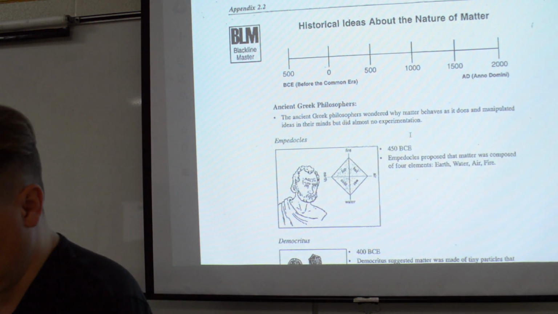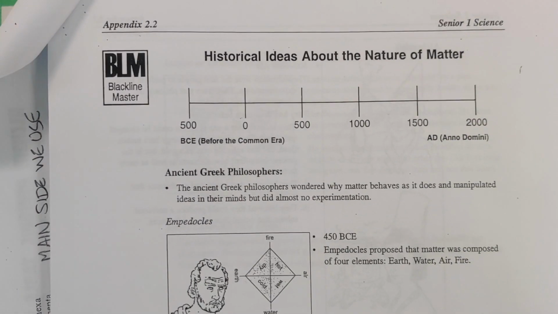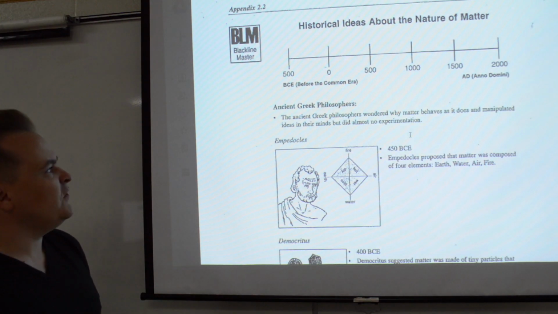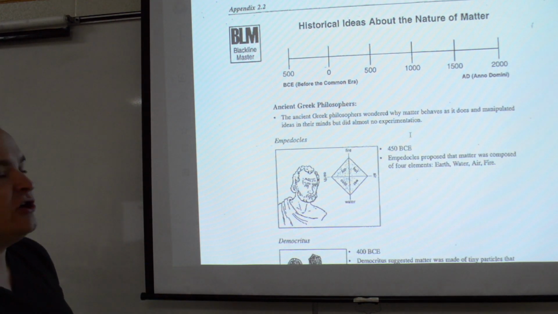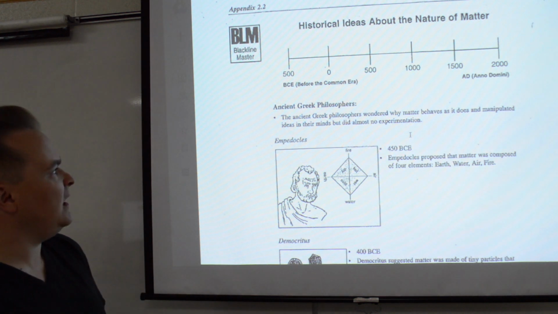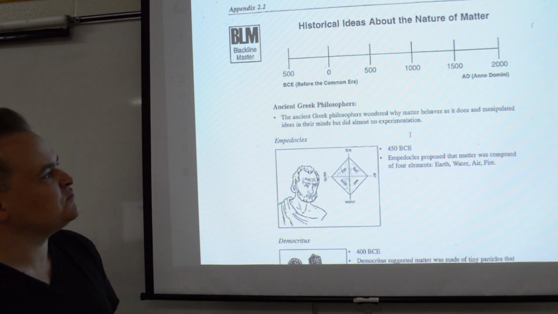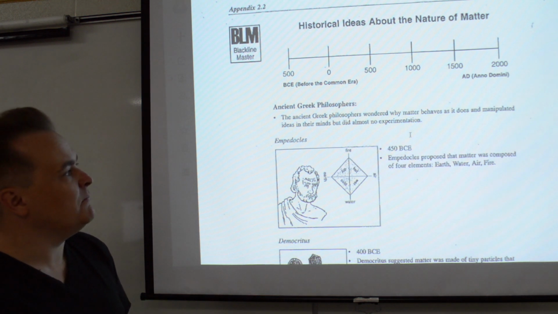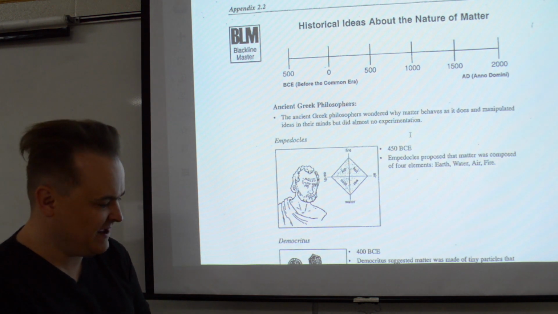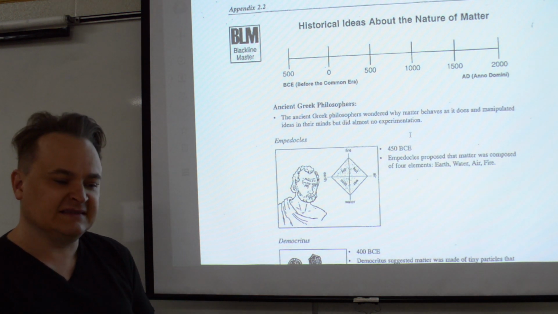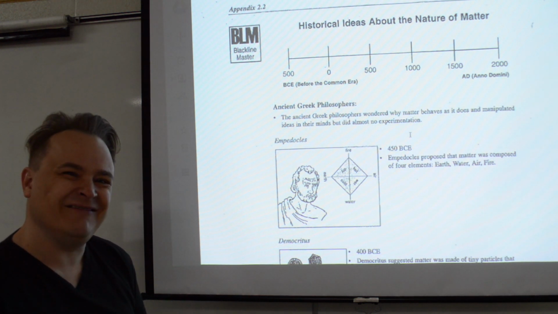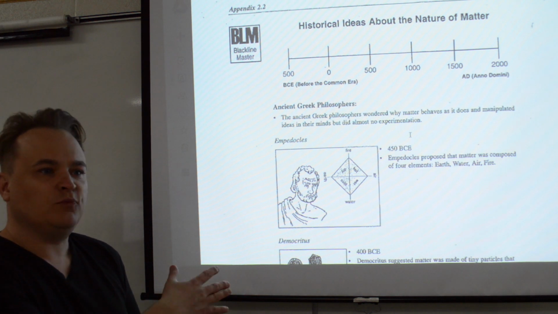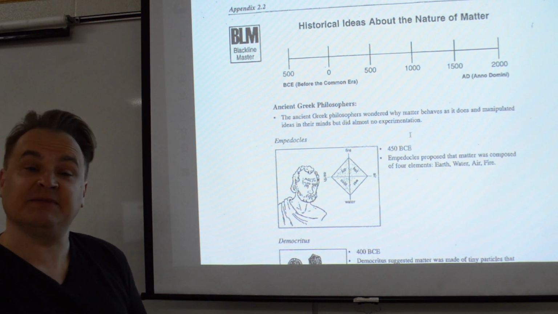Let's see. Historical ideas of matter. So, first of all, we had the ancient Greeks. The ancient Greek philosophers wondered why matter behaves as it does and manipulated ideas in their minds, but most did no experiments. And that was a big thing about science back then: the scientific method wasn't invented yet. There was no testing process to prove ideas, but they did have ideas.